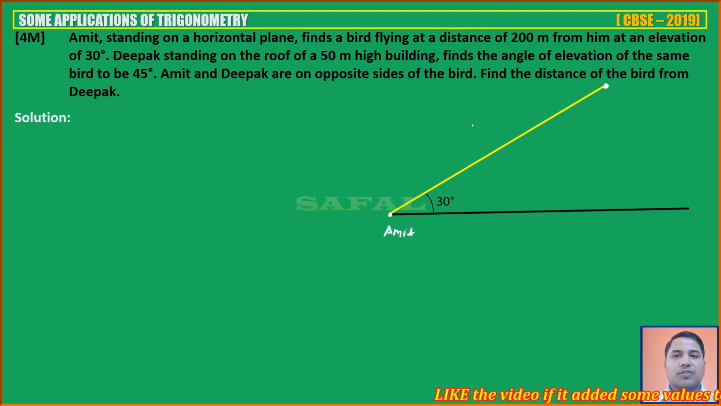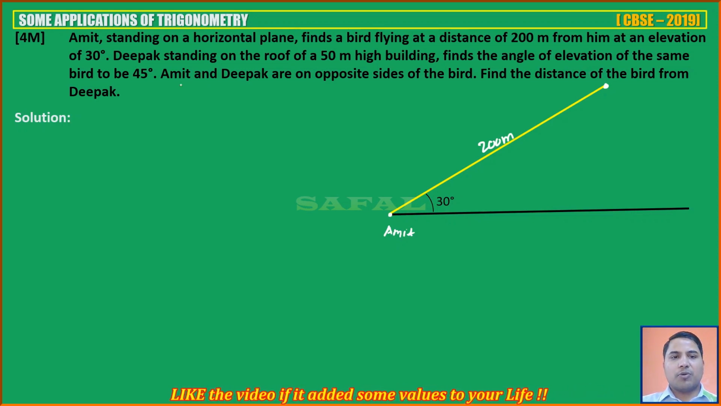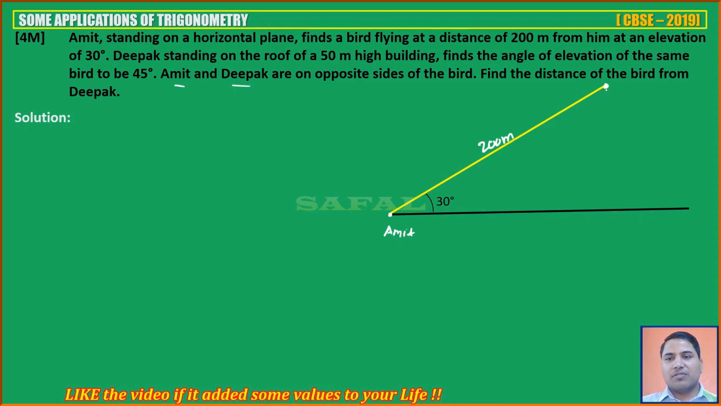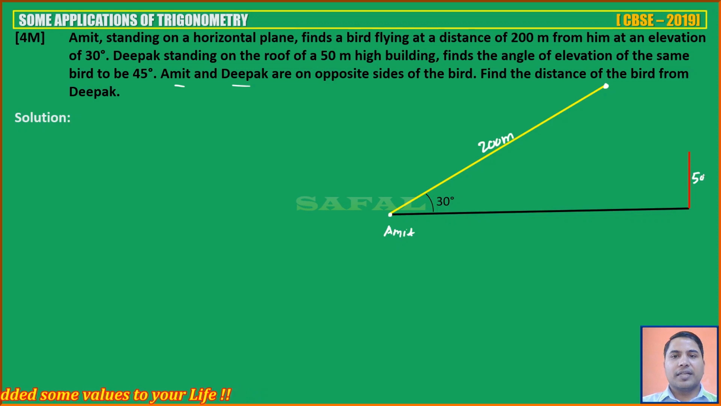Now this distance is given to us as 200 meter. And Deepak, standing on the roof of a 50-meter high building, finds the angle of elevation of the same bird to be 45 degree. The most important information: Amit and Deepak are on opposite sides of the bird. So if the bird is somewhere here, Deepak should be to the right of the bird. Then and only then will they be on opposite sides. Let's say the red color is the 50-meter high building, and this is the position of Deepak. He is finding the angle of elevation of the same bird to be 45 degree.